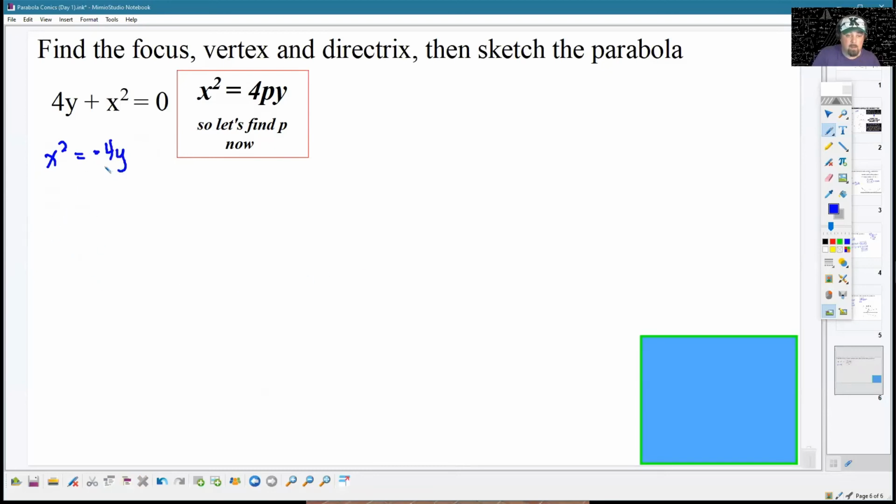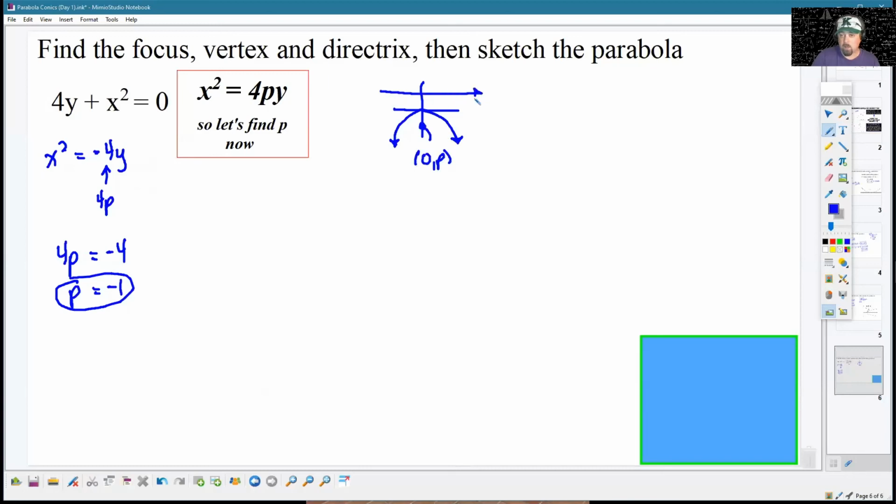So that means that this negative 4 right here is our 4p. So if 4p equals negative 4, divided by 4, our p is equal to negative 1. So we have an x squared with a negative p. That's going to open down. So our focus is going to be 0, p, and up here our directrix line is going to be y equals negative p.